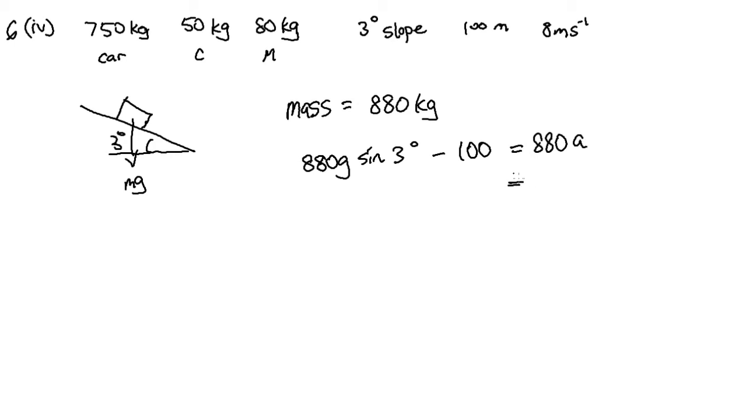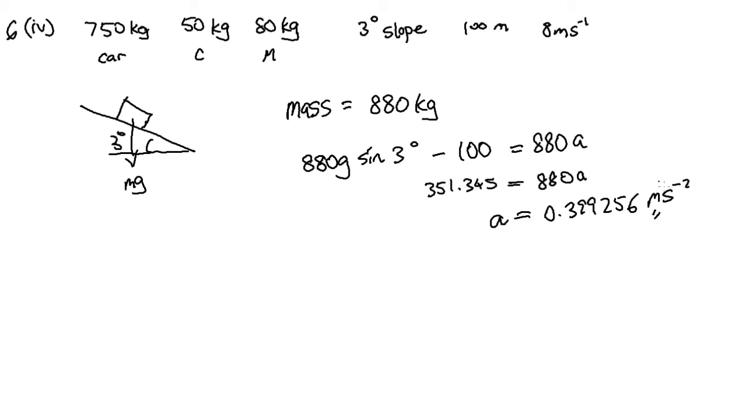So let's find A, then we can use SUVAT. 880 times 9.8 sine of 3, take 100, gives you 351.345 is 880A, and therefore A is 0.399256 meters per second squared.